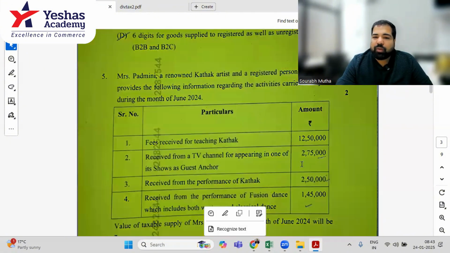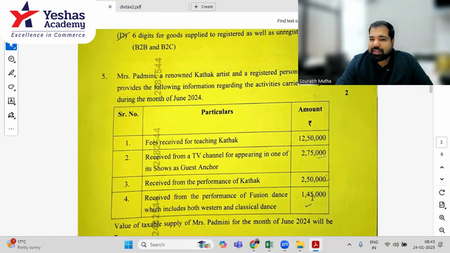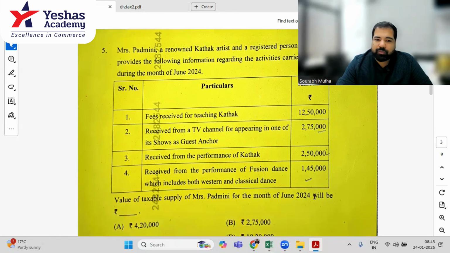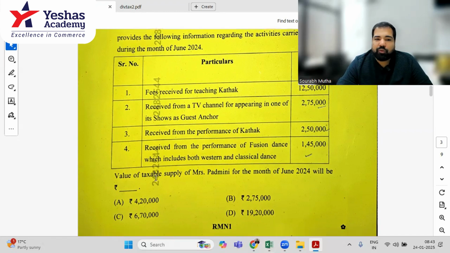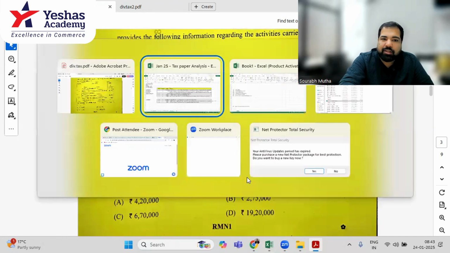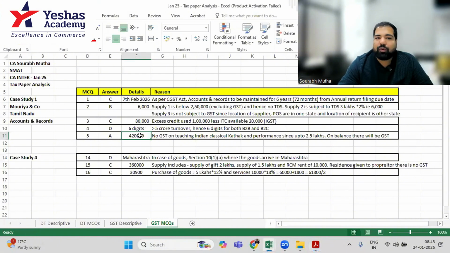So the second one and the fourth one, that is 275,000 and 145,000, if you total this up, this will be subject to GST. What is the taxable value of supply? So 275,000 plus 1 lakh is 3,75,000 plus 45,000 is 4,20,000. So let's check the answer. There's 4,20,000. No GST on teaching Indian classical Kathak and performance since it is up to 2.5 lakhs. On balance, there will be GST.